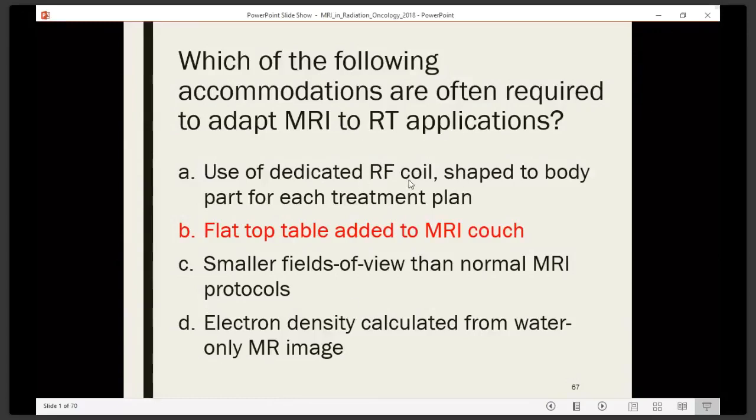Most of the dedicated RF coils are not designed for radiation therapy now, so you have to end up using these small matrix coils. Smaller fields of view: actually you usually use larger fields of view than normal for radiation therapy applications. And if you're going to try to do a CT simulation, you're going to need more than a water-only MR image. You're going to need a water-only, a fat-only, and probably some kind of bone measurement as well.